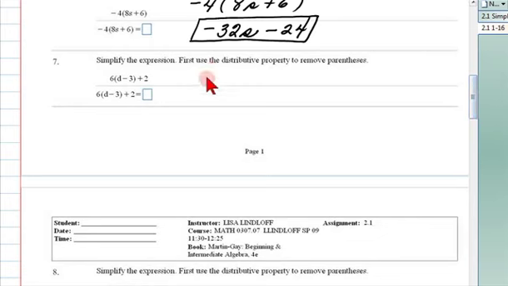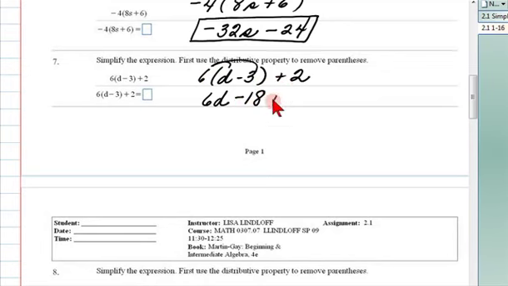Okay, so I have 6 parentheses d minus 3 plus a 2. Use the distributive property first. 6 times d gives me 6d. 6 times negative 3 gives me negative 18. Do I distribute the 6 to the 2 that's out here? No. So I just put plus 2.